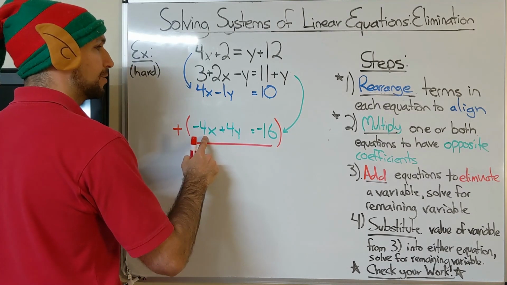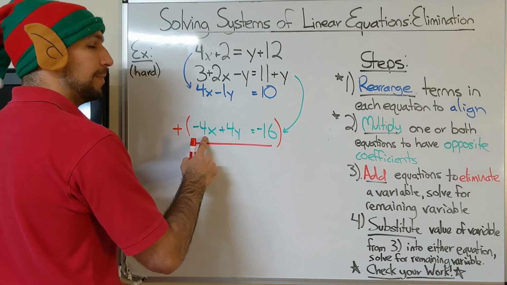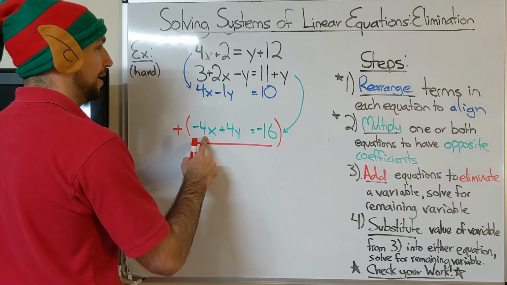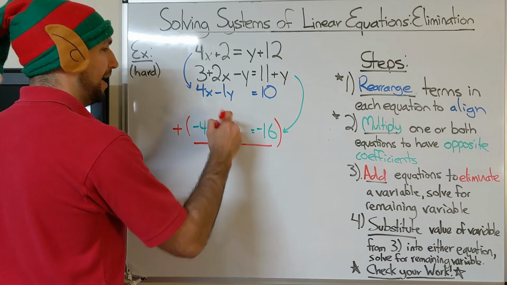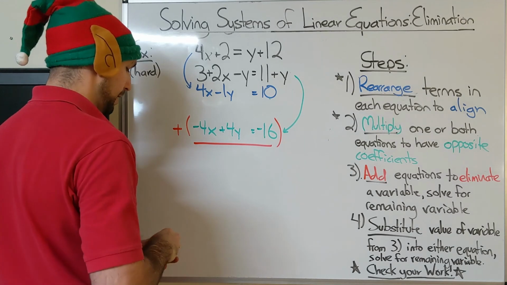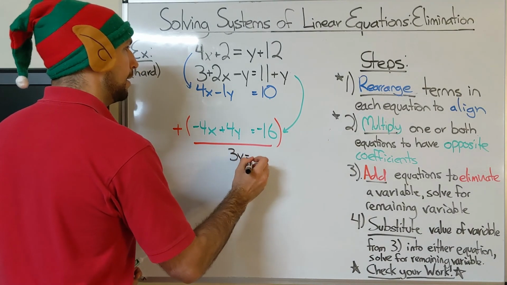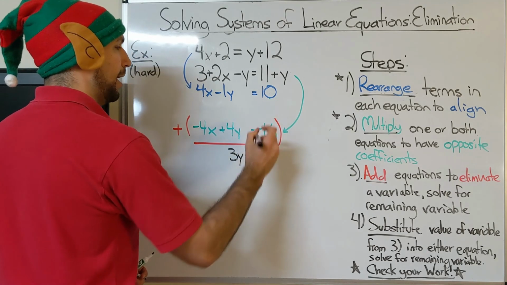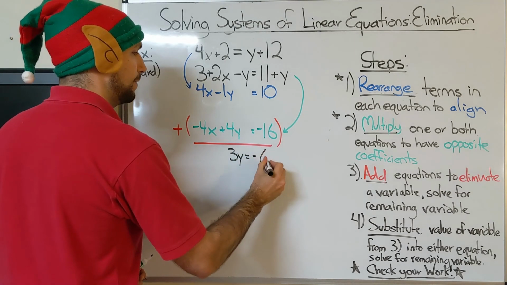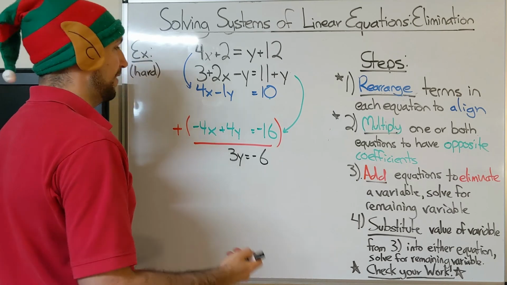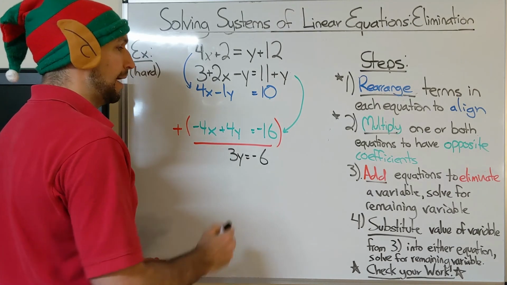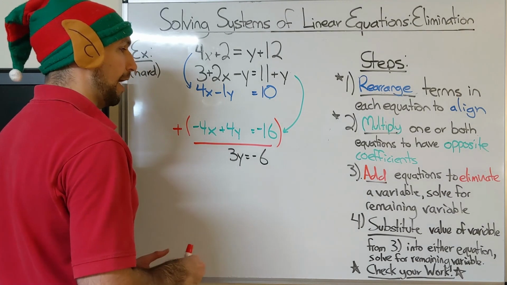4x minus 4x will eliminate that variable because 4x and negative 4x make 0. 4y and negative 1y make 3y, and negative 16 and positive 10 make negative 6. So we've eliminated our x's. Now we can solve for the remaining variable y.